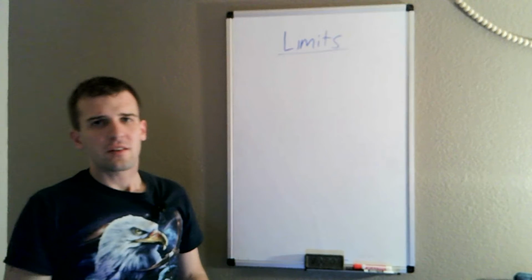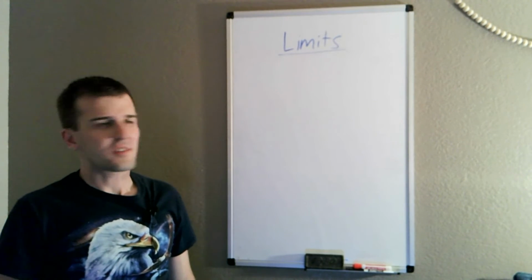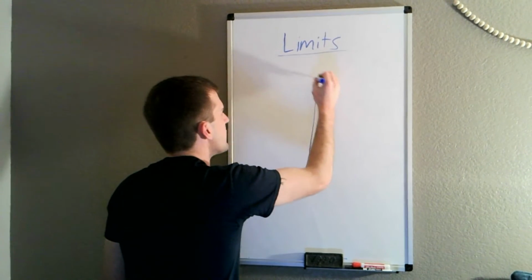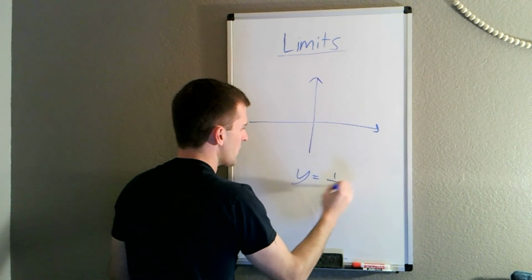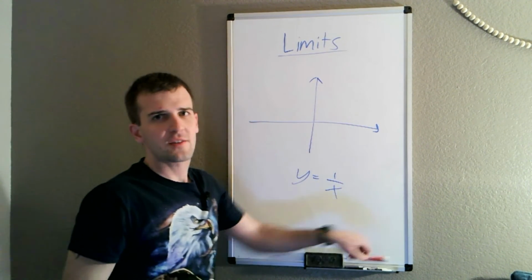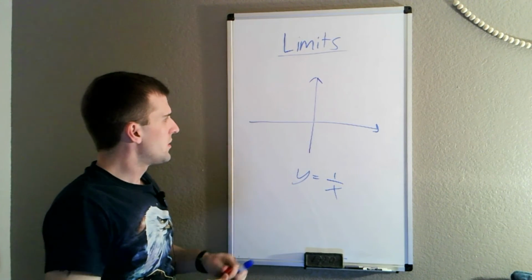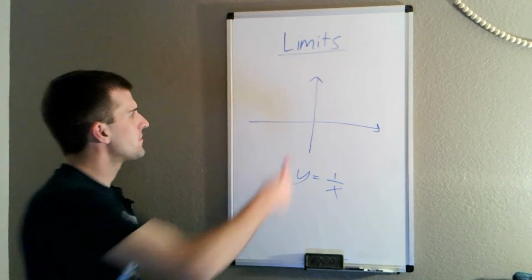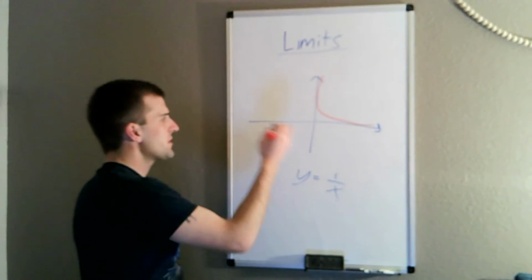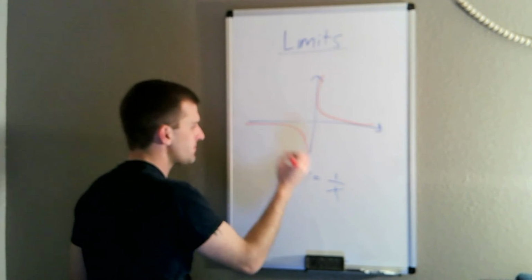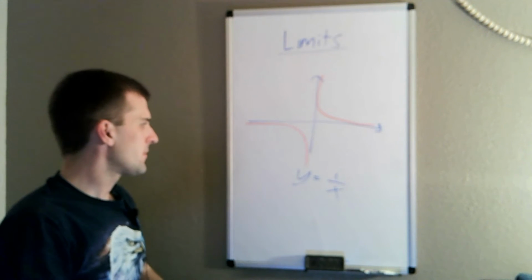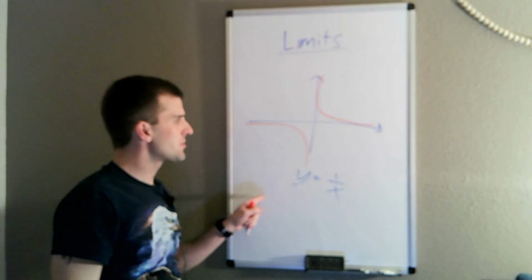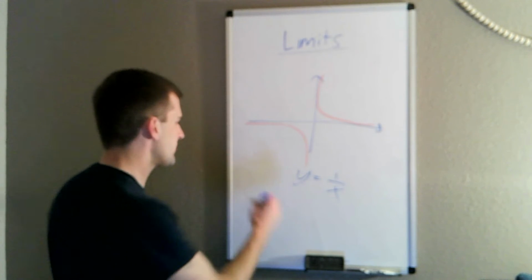All right, so we're going to look at an example where the limit does not exist. Let's consider the function y equals 1 over x. So on the right-hand side, this function is going to look like this. On the left-hand side, it's going to look like this. So what if we take the limit as x approaches 0 of this function?